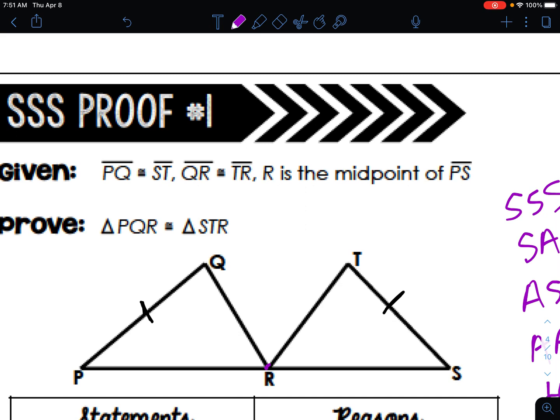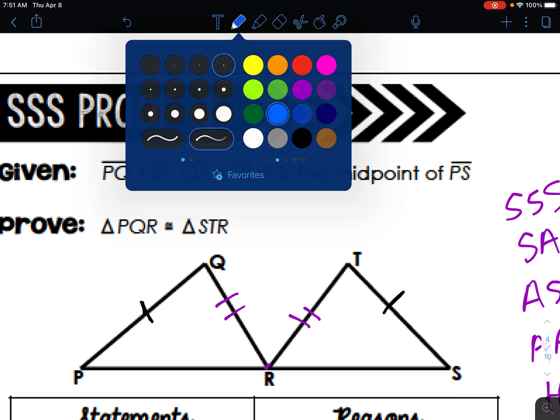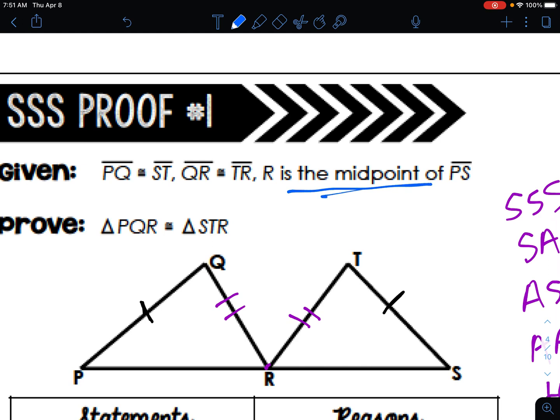Then they also give me QR is congruent to TR. Why am I doing that? I'm doing that because it was given to me. So right now, that's the information that was given, in terms of what I can put tick marks on right away. Now I have to use the concept of midpoint because this next one says R is the midpoint.